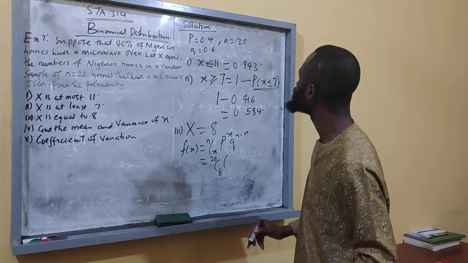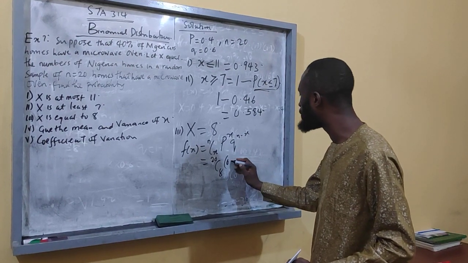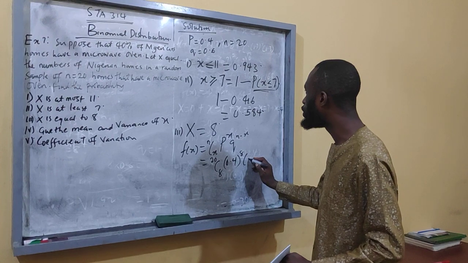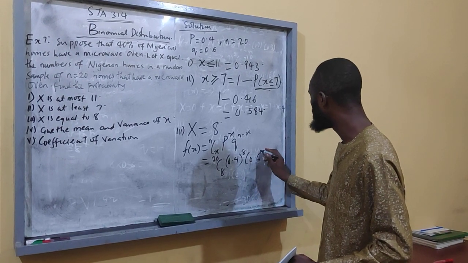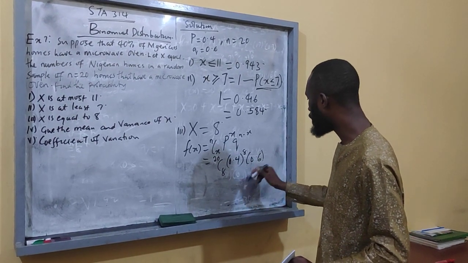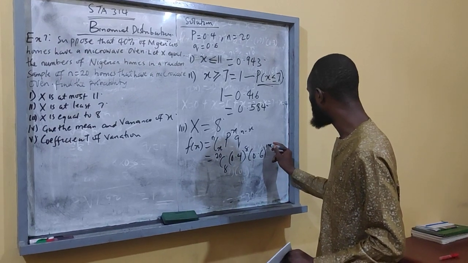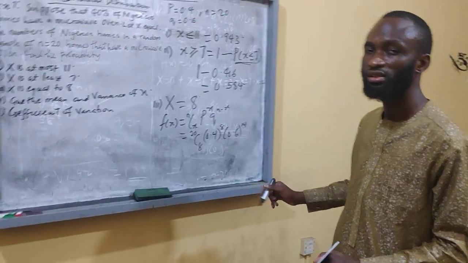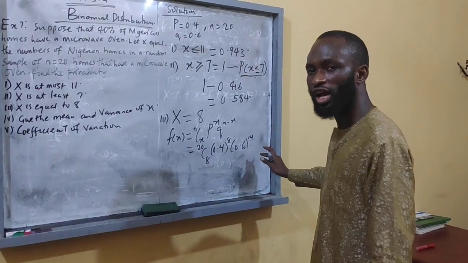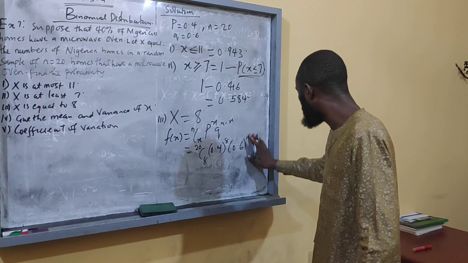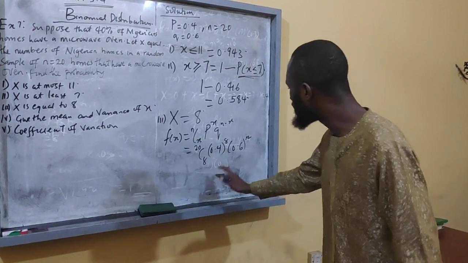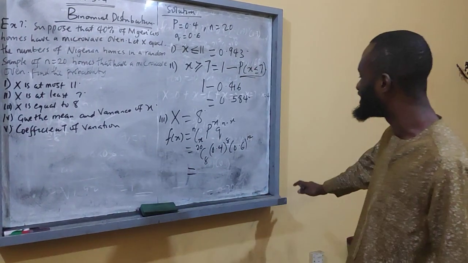P of X is what? P is 0.4 raised to power 8. Q is 0.6 raised to power 20 minus 8, which is 14. With your calculator, you get this one direct. Now, 20 minus 8 is 12, not 14, sorry. 20 minus 8 is 12. Then, if you press your calculator, you can easily get this.